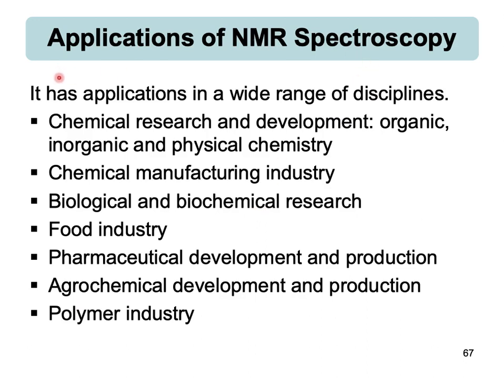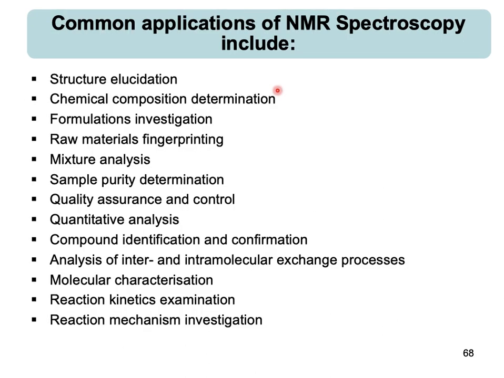So there are applications of NMR spectroscopy. It has application in wider areas, right? In chemical research and development, organic, inorganic, and physical chemistry, it has chemical importance. Its importance is in the chemical manufacturing industry, biological and biochemical research, the food industry in order to identify adulterants and different chemical compounds in food, pharmaceutical development and production, agrochemicals development and production, and the polymer industry in order to identify the chemical structure of the molecules.